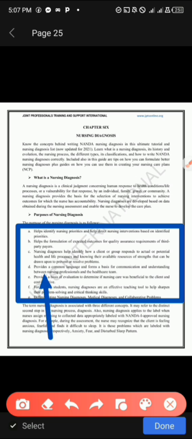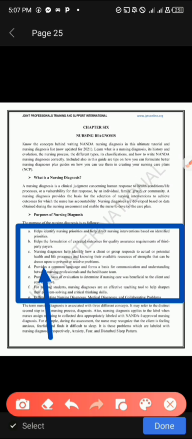D. Provide a common language and form a basis for communication and understanding between nursing professionals and the healthcare team. That is a common language in the best way that everybody needs to understand. In nursing, at times you see that they have some terminologies normally used, more especially when writing drugs. Doctor's handwriting, we are calling it doctor's handwriting.